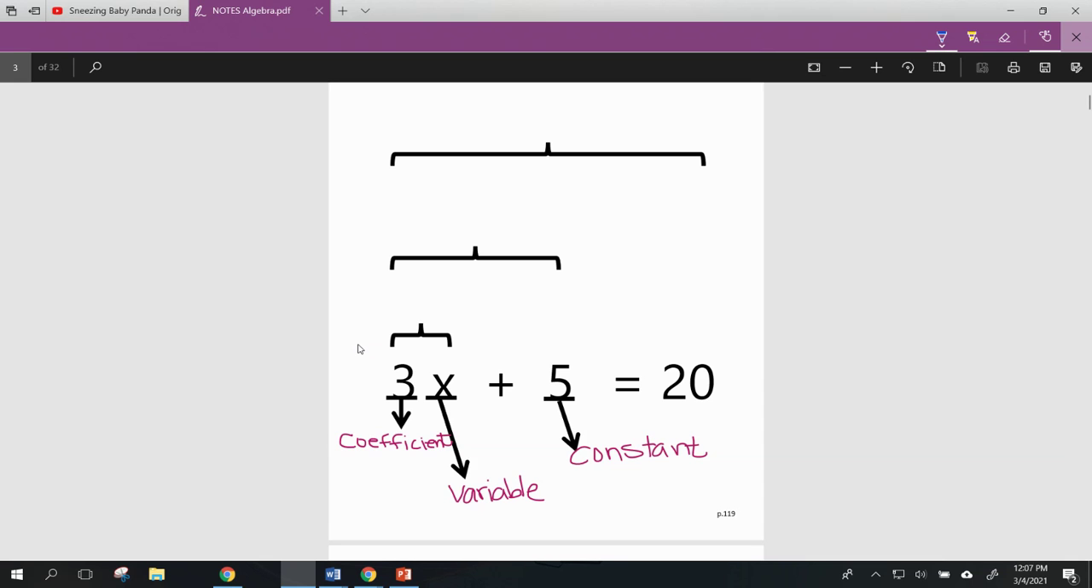Okay, my coefficient. I want you to think about an airplane, right? We have a pilot and then we have a co-pilot. They are sitting right next to each other as they fly the plane. Our coefficient is like our co-pilot. It is right next to our variable, just like a co-pilot is right next to our pilot in an airplane. So coefficient, co-pilot, right next to the variable.